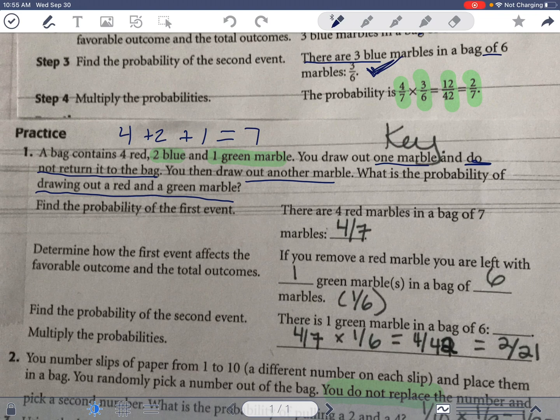So how many red are in the bag? Well, we got 4. So 4 out of 7 are red. If you remove a red marble, you are left with 1 green in a bag of 6, okay? The green, we're not impacted. So you have 1 green in a bag of 6, so that is your fraction. There's 1 green in a bag of 6. There's 4 red in a bag of 7, and you multiply them for a grand total of 4/42, which reduces to 2/21.